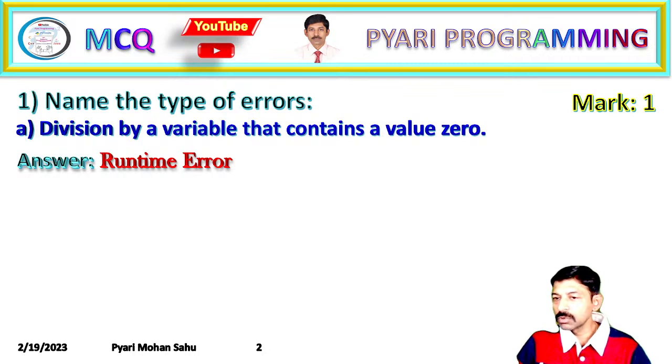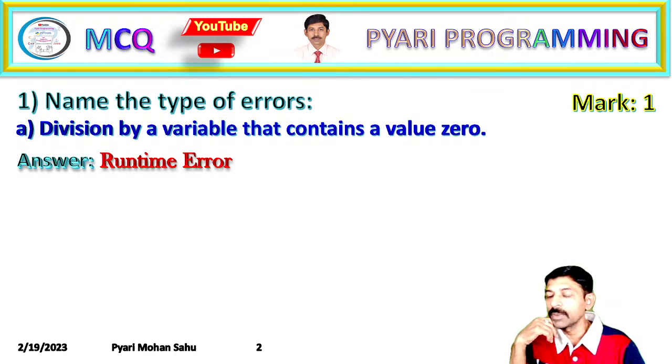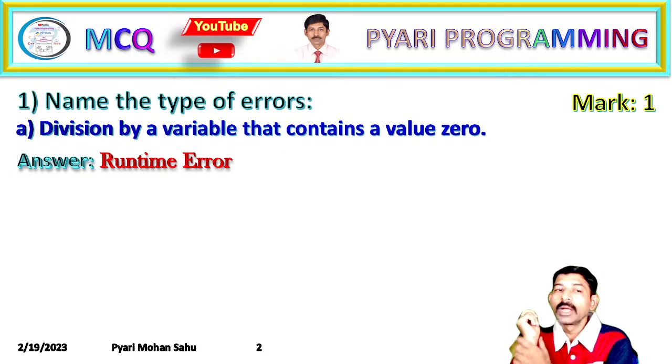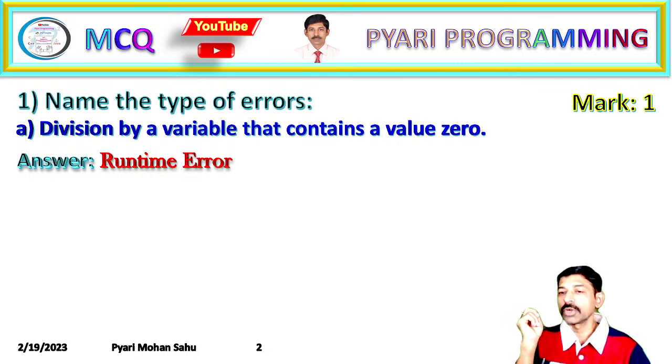Index out of bounds exception. Everyone is writing like this. This is the name of the error, and it is generated at runtime. So whatever you are giving, index out of bounds exception, is the name of the error. But at what time will it generate? At the time of execution, at runtime.